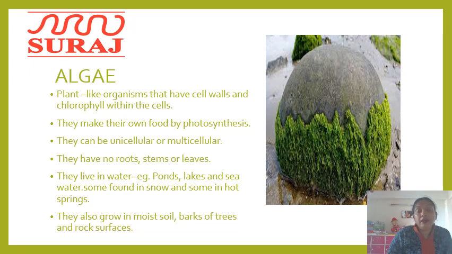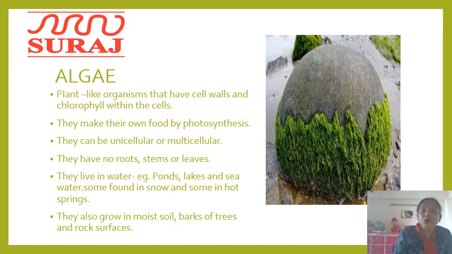There can be unicellular algae. There can be multicellular algae. Algae, all of you have seen. In Hindi, I think it is called kai, which you can see on the ponds, the green color that is formed. That is also algae. In any marshy places, there you will see algae grow.